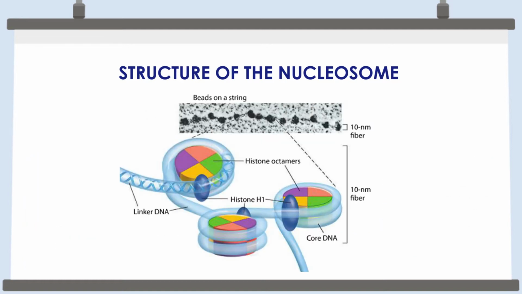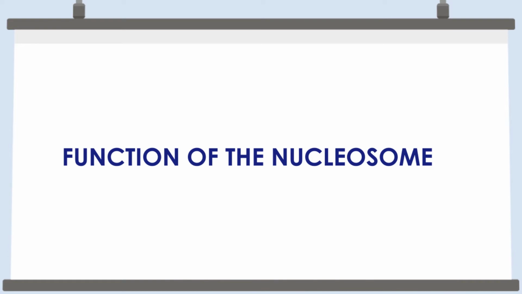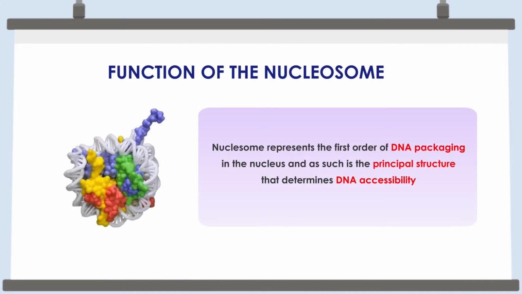Adjacent nucleosomes are joined by a stretch of free DNA termed linker DNA, which is associated with histone H1. The repeating structure of nucleosome is what results in the visualization of DNA as beads on a string under the microscope. But what is the function of nucleosome? Actually, it represents the first order of DNA packing in the nucleus and determines DNA accessibility.